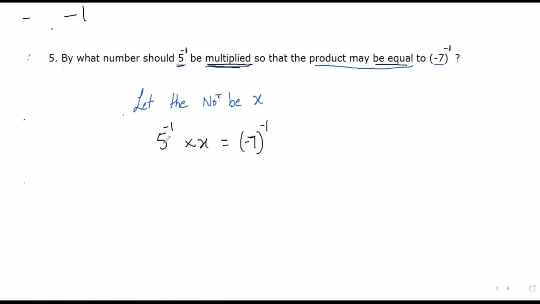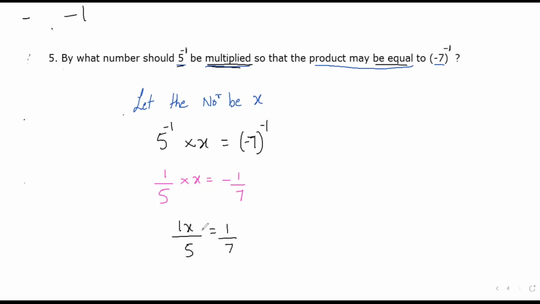We know that 5 to the power of minus 1, we can make the power positive reciprocally, that is 1 by 5 into x is equal to minus 7 whole to the power of minus 1. Even this term has a negative power, so let us make it positive just by reciprocating our base. That is minus 7 as it is, that is minus 1 by 7. Now let us cross multiply. Sorry, before that we shall multiply the left hand side, that is 1 into x will give the value 1x divided by 5, is equal to 1 by 7.